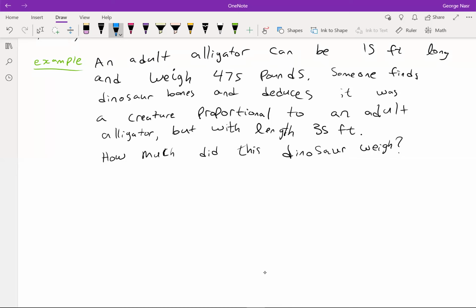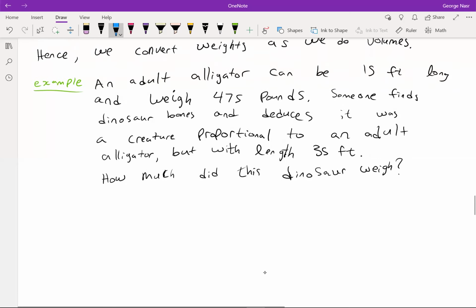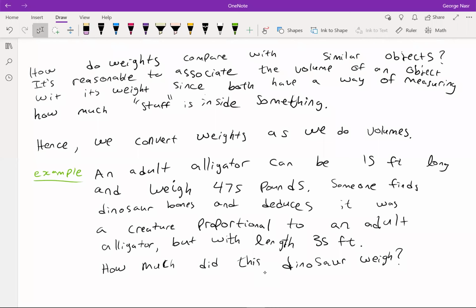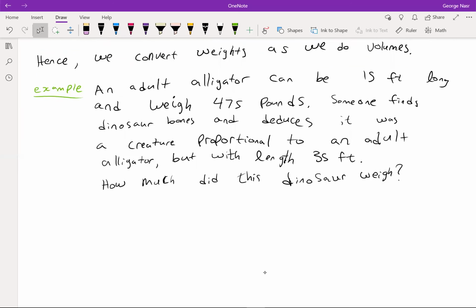So how could we do this, especially when the dinosaur no longer exists? Well, we can use the fact that weights scale in the same way that volumes do when we know what the scale factor is. So what's the scale factor here? Our adult alligator is 15 feet long. The dinosaur, which is proportional to the alligator, which is important, is 35 feet long. So our scale factor, what we have to scale the alligator by to get the real lengths, is 35 over 15, otherwise known as 7 over 3.